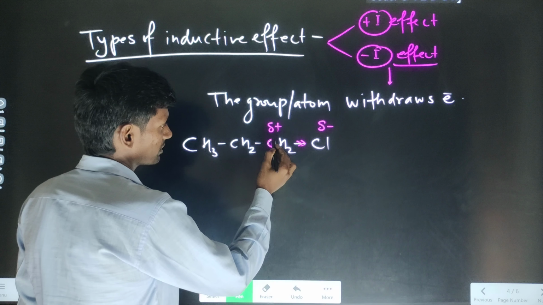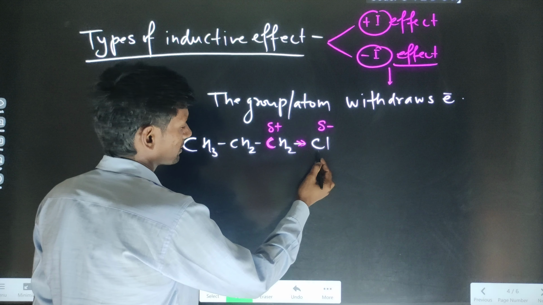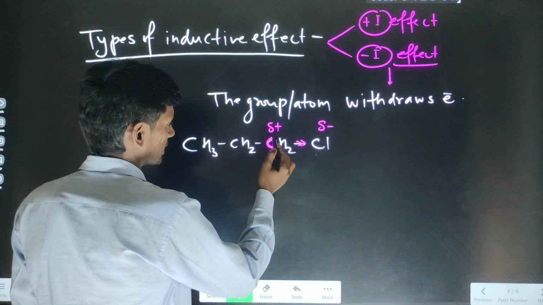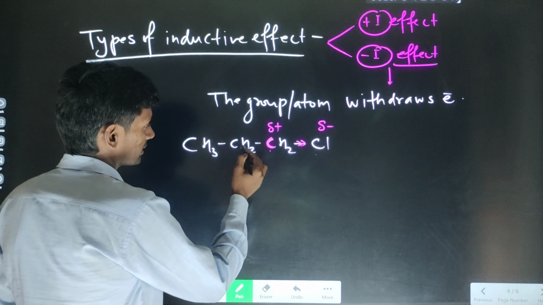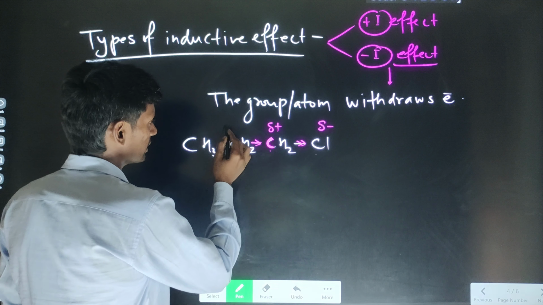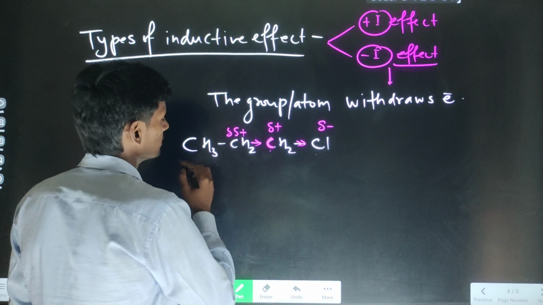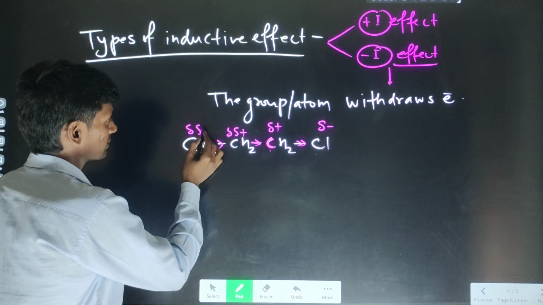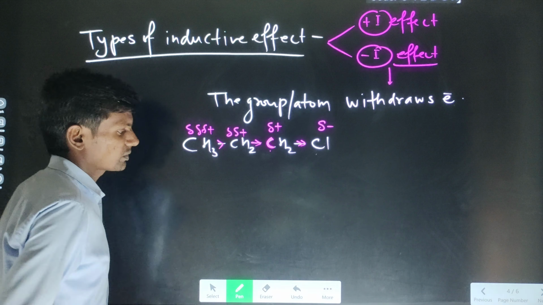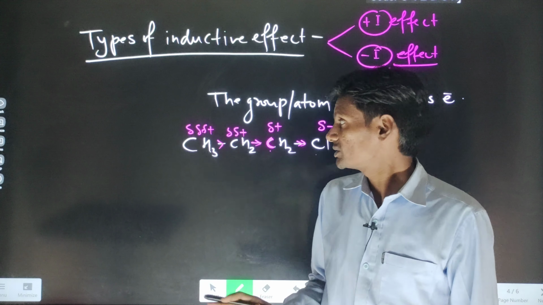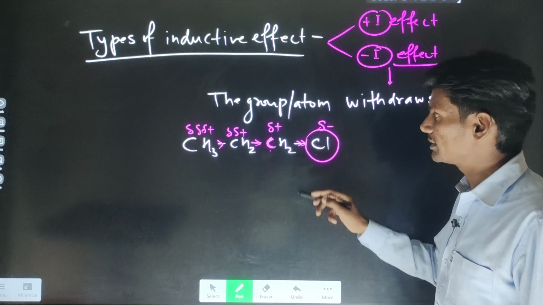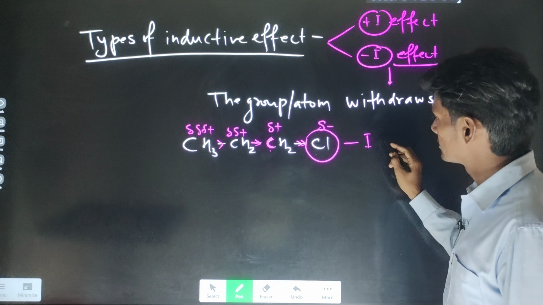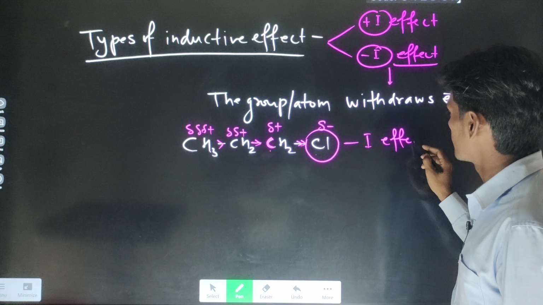Polarity is developed between this carbon and chlorine, and this positive charge also withdraws electron from the next carbon, so it acquires partial positive charge, and in this way this carbon also withdraws electron from the next carbon. That's why it acquires partial positive charge. In this way we can say that chlorine overall withdraws the electron from the group. That's why chlorine is considered as a minus I effect showing group.